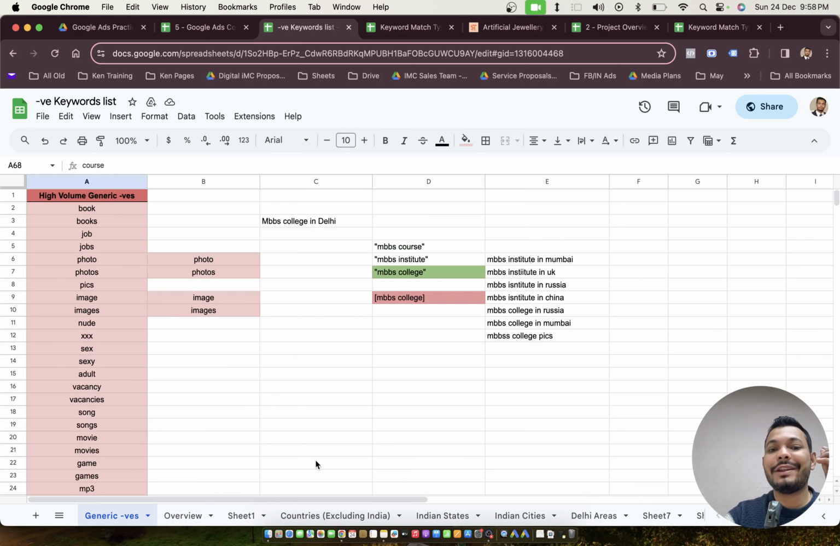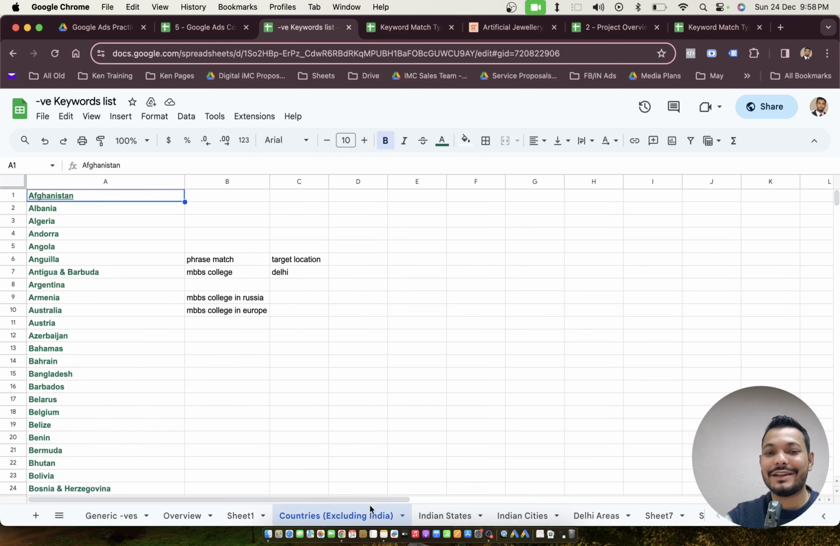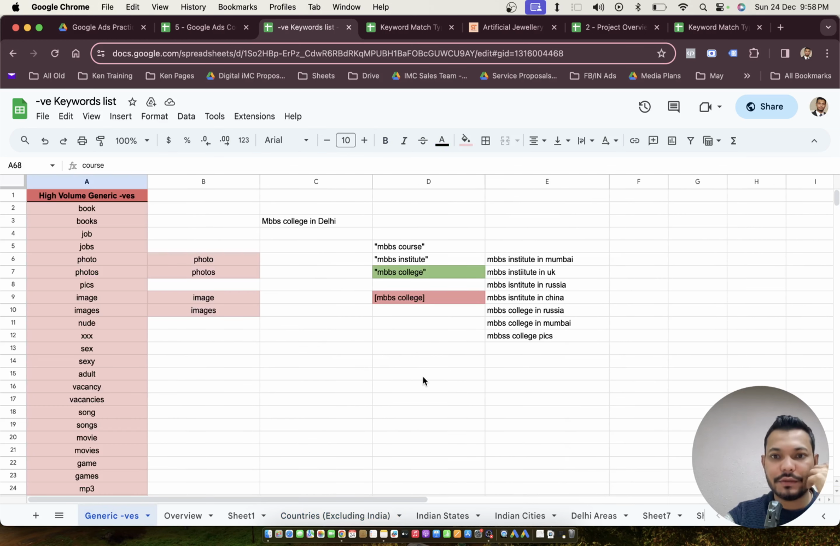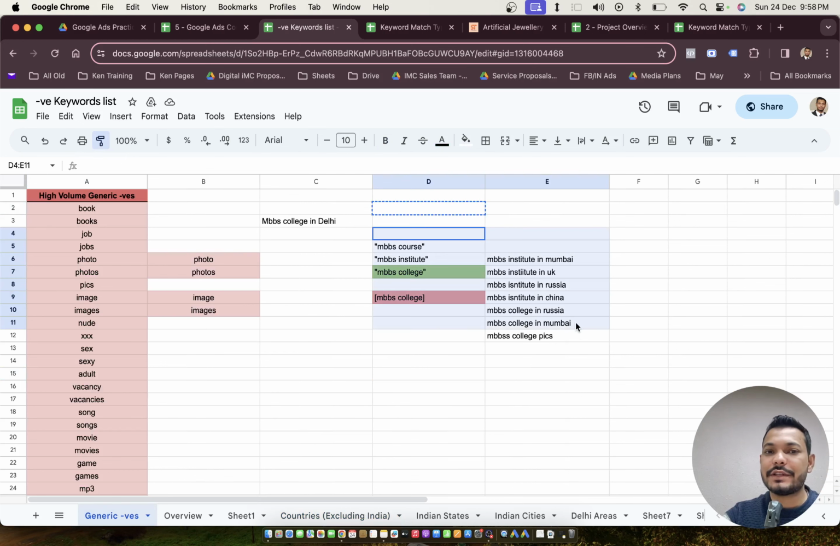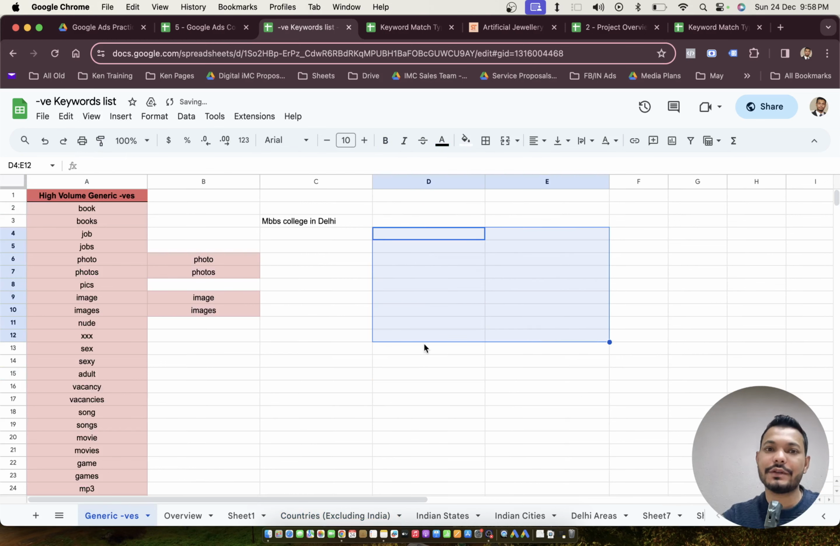Now talking about the country negatives, and state or city negatives as well. To understand the country negative, I have to give you an analogy of a different project. Now let's say this time, instead of selling jewelry, you are running a campaign for a company which is into MBBS coaching.